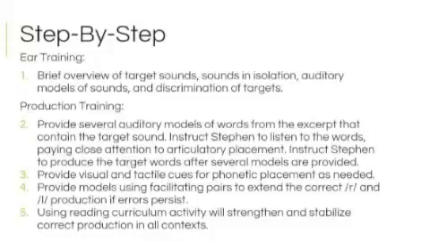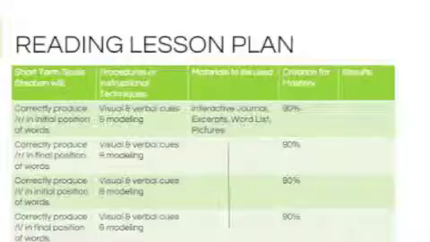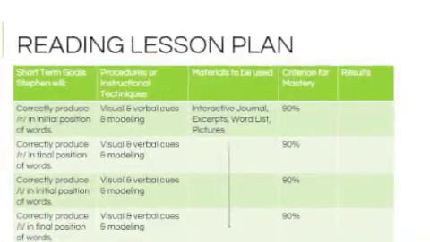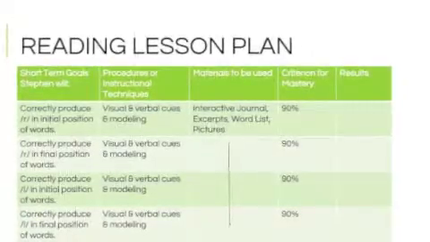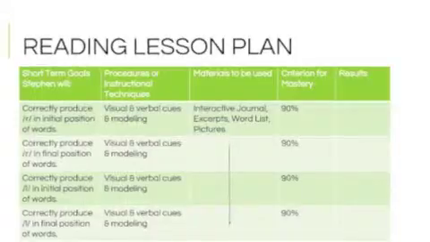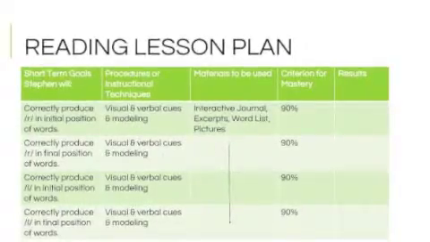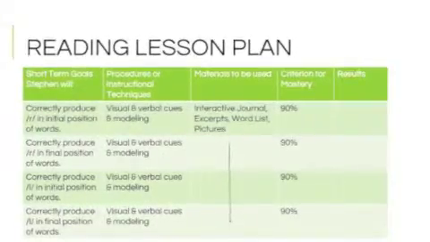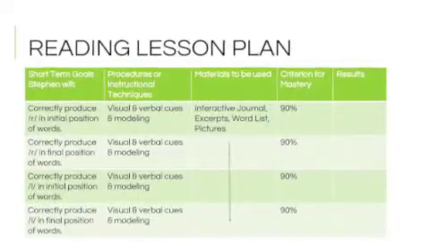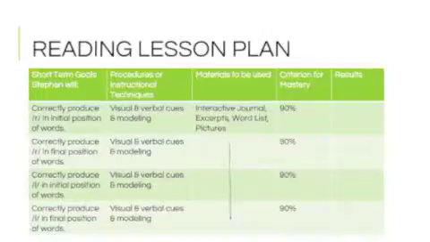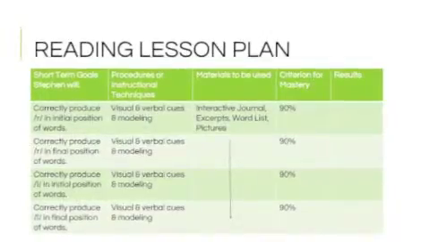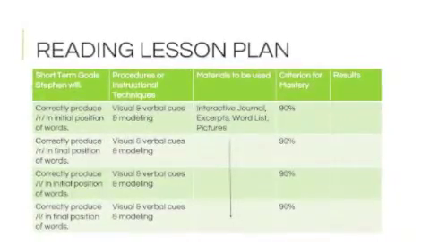Now, moving on to the reading lesson plan. This is just a brief overview of the phonemes and what position Stephen will correctly produce them in. He will be given visual and verbal cues and modeling to help him along. He will only use his interactive journal, his excerpts from the book, vocabulary word lists, and pictures, and we're hoping to get him up to 90% mastery.